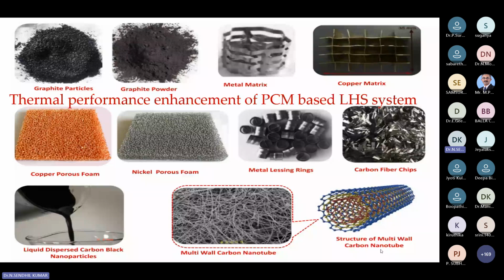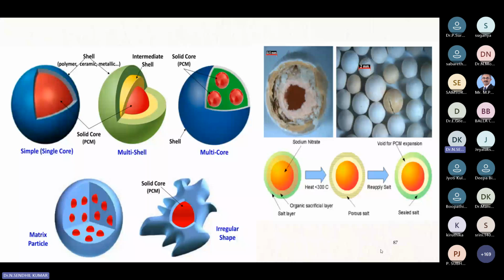And here we are using PCM balls, not acid PCM. Sometimes we use the PCM balls so that whenever heat is there, they melt in the same chamber itself, and whenever cooling is there, they become solid again. PCM balls are also there, shell and tube. And this is our application, solar devices.